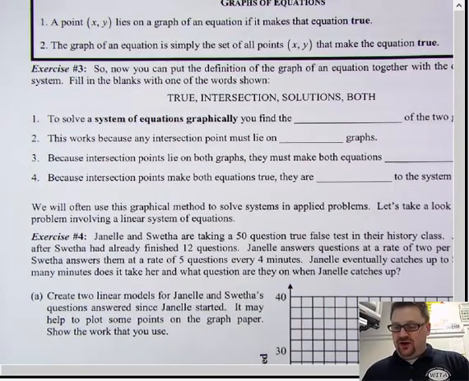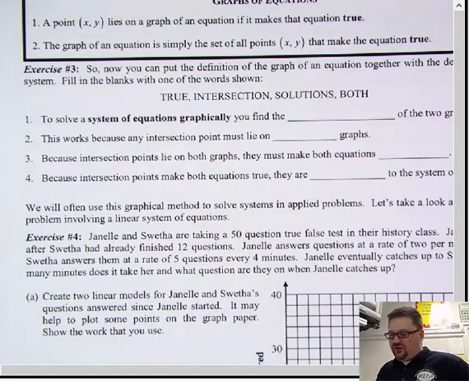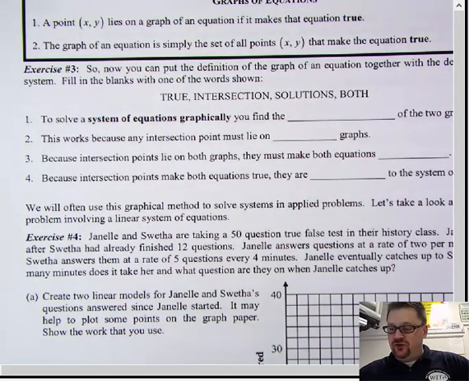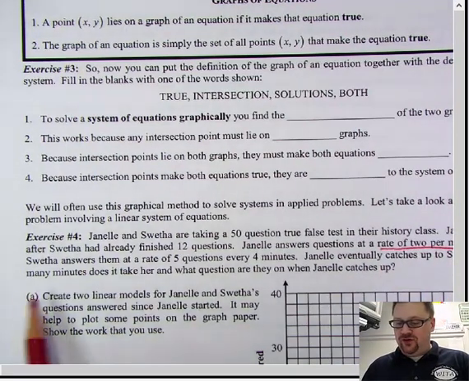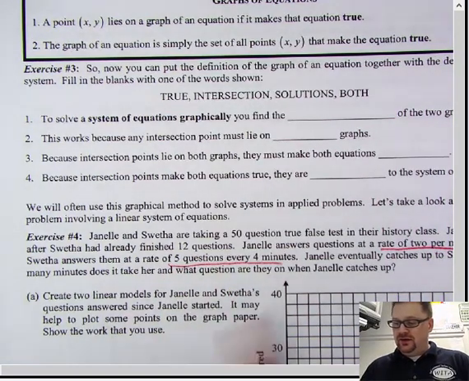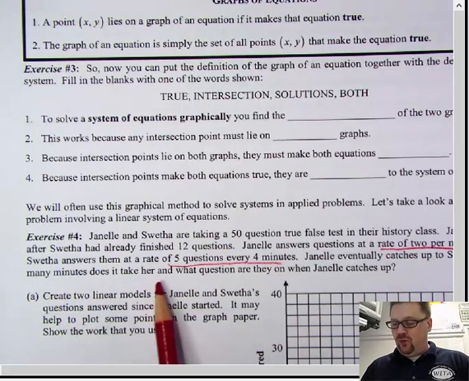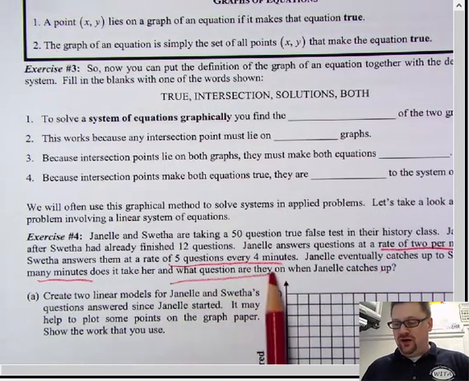Janelle and Swetha are taking a 50-question true-false test in their history class. Janelle started after Swetha had already finished 12 questions. Janelle answers questions at a rate of 2 per minute. That's important information, while Swetha answers them at a rate of 5 questions every 4 minutes. Janelle eventually catches up to Swetha. How many minutes does it take her, and what question are they on when Janelle catches up? So we're looking for how many minutes and what question they are on.